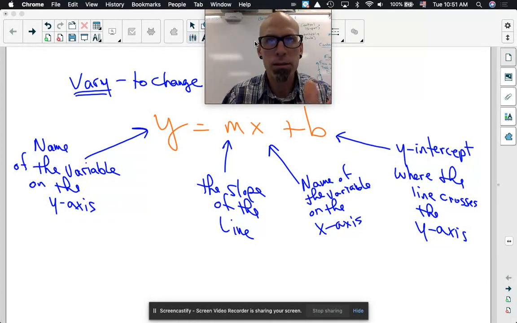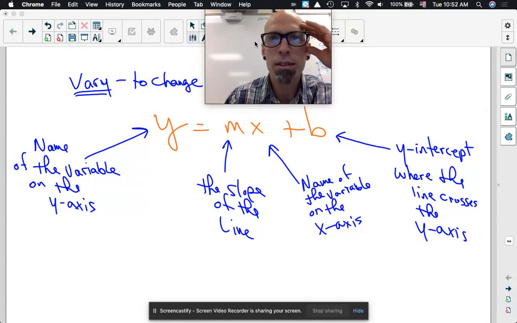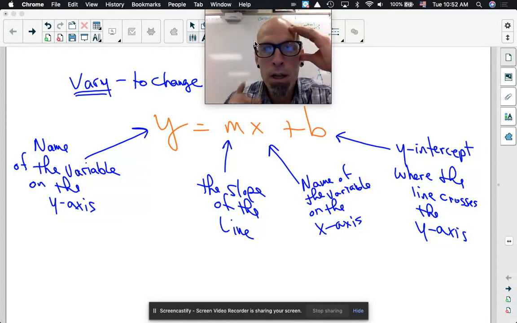We got to get back to a little bit of review of how to do all of that. So that's what this next assignment is going to be about for today. X then is the name of the variable that's on the x-axis. Again, it's a name. Could be a symbol, a letter, but it's a name.